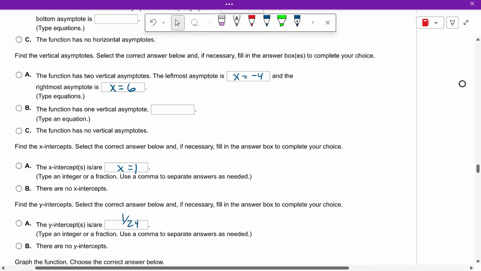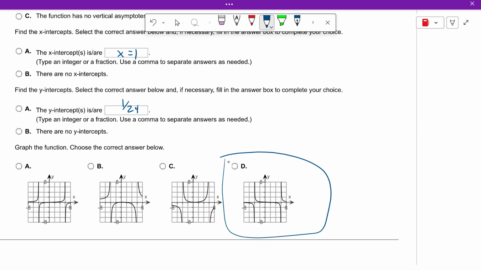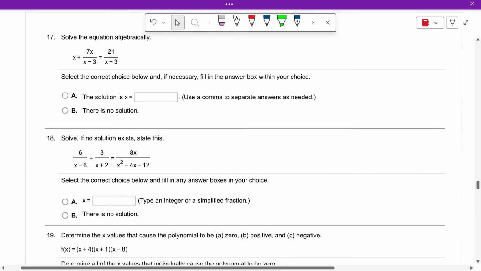So asymptotes at negative 4 and positive 6. And you just got to look at the graph. I think it would be this one, but I'm not sure. That's why graphing calculators help us out here.